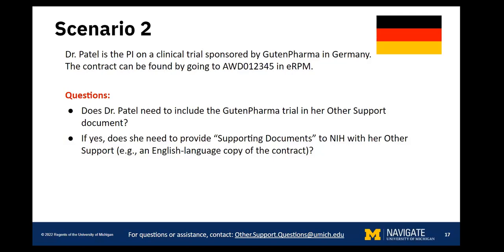For the second question, whether or not she needs to provide supporting documents to NIH, the answer is actually no, she does not. And the reason for that is, and I don't want to say a trick question, but because there is an award number, an AWD number in ERPM, we know that this agreement is through U of M, and it's not with Dr. Patel personally. And so because the agreement, the contract for the clinical trial is with U of M, it does not need to be included as a supporting document in Dr. Patel's other support. So yes, the project needs to be included in Dr. Patel's other support document, but she doesn't need to provide a copy of the agreement.